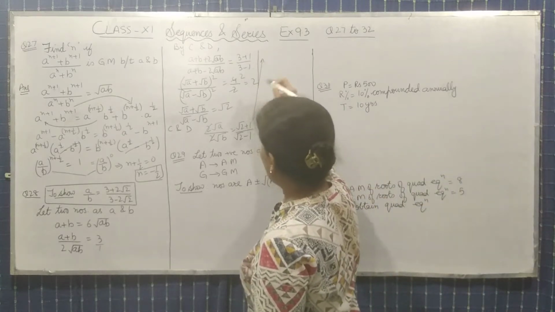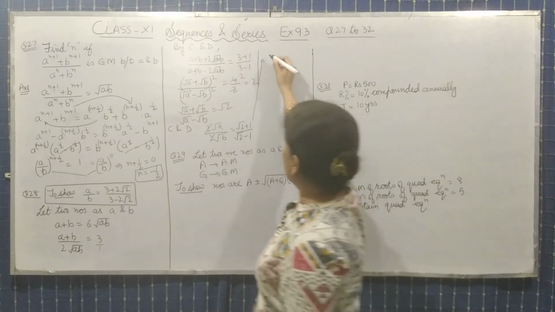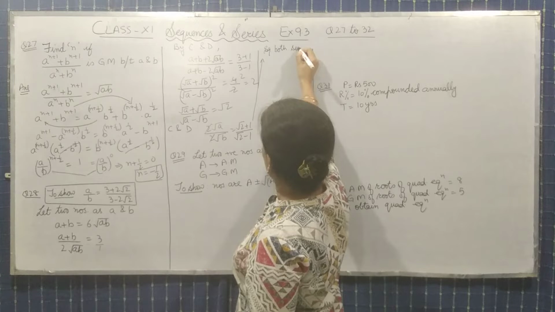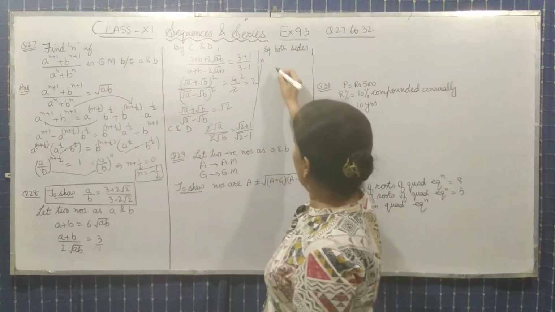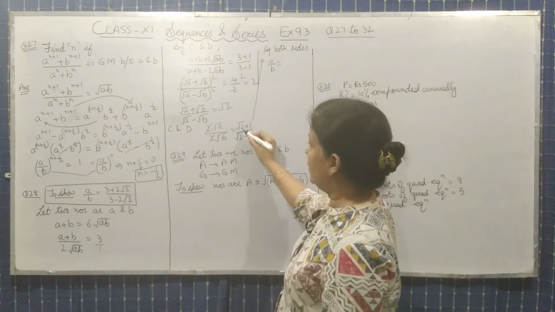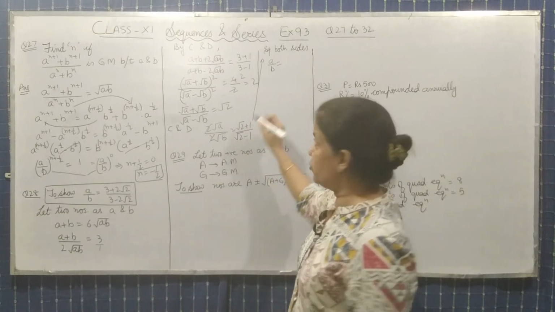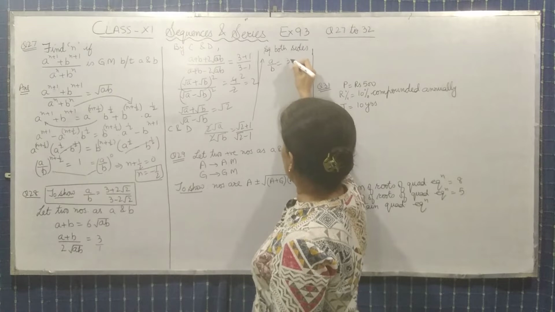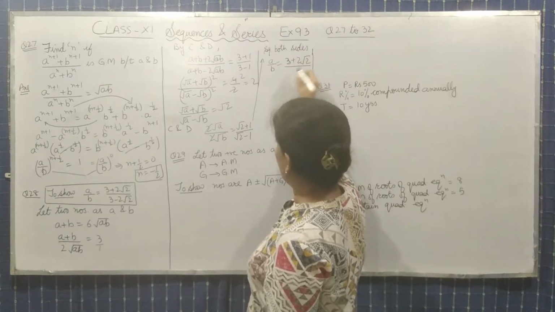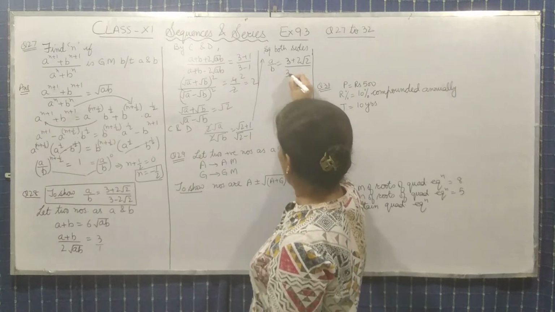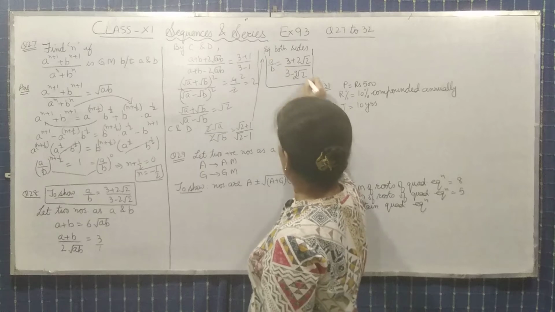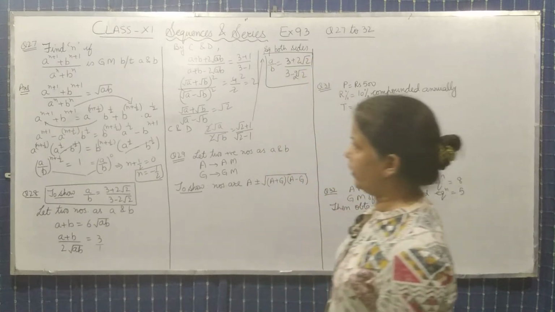We will apply squaring both sides. Squaring both sides, you will get a upon b. A square plus b square plus 2ab. So a square plus b square plus 2 root 2. And squaring the lower part, you will get this. और आपको यही प्रूव करना है.